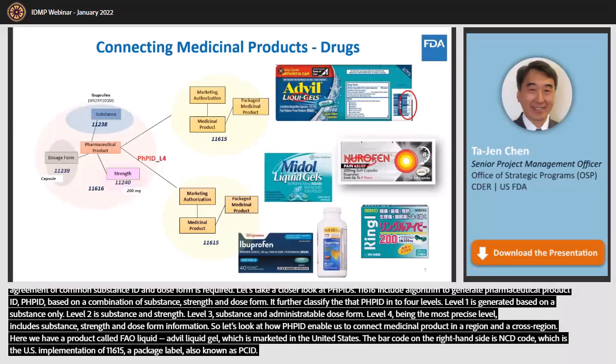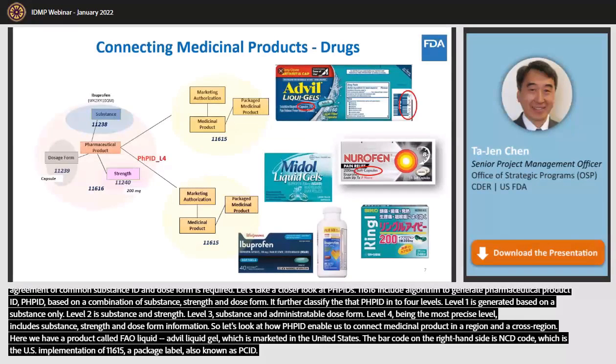However, I'd like to get your attention to the dose form for Advil and Nurofen. Advil has a dose form as capsule and Nurofen is soft capsule. US and Europe have different granularity on the dose form. With the current IDMP standard, we will not be able to generate an identical level for PHPID to connect these two products together. And this poses a challenge to the global implementation of IDMP.